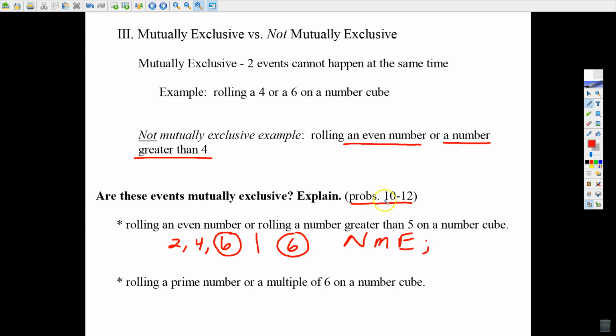And then when you get to these problems, tell me the reason. And it doesn't have to be anything elaborate. The number 6 is both. It's even and greater than 5.